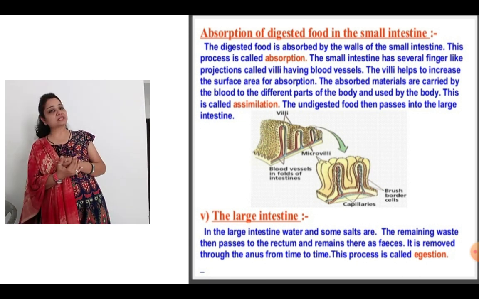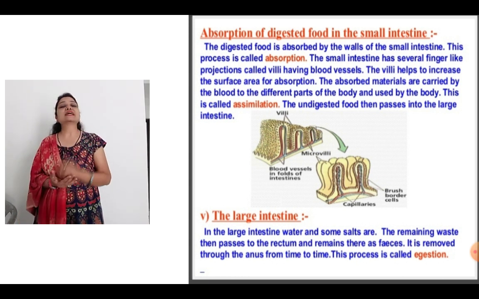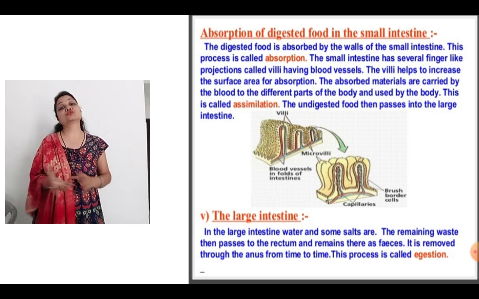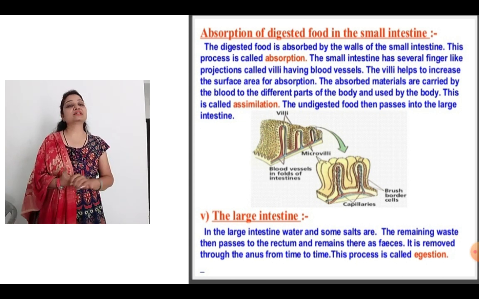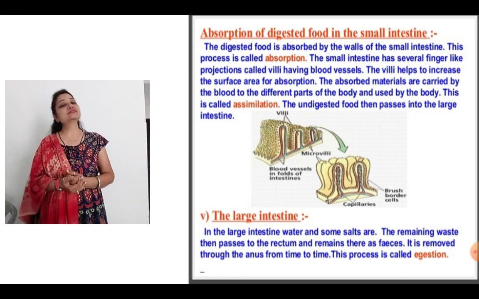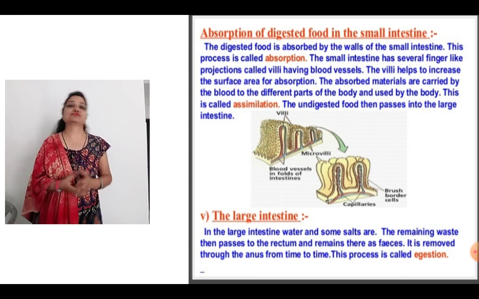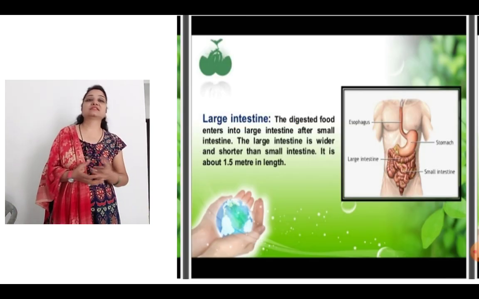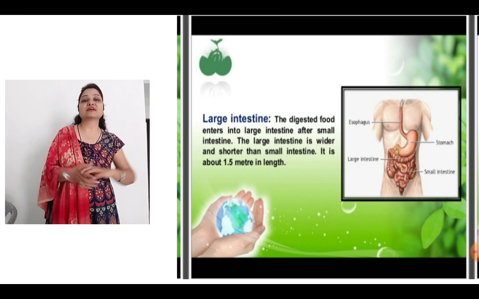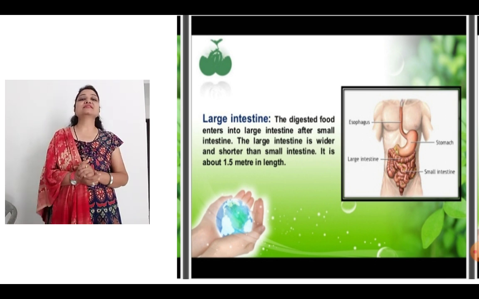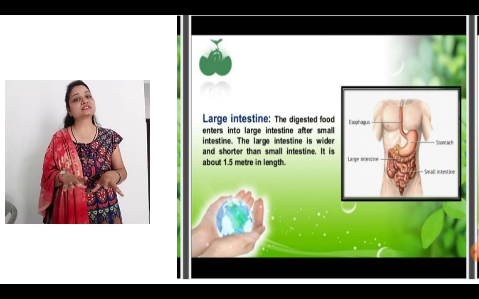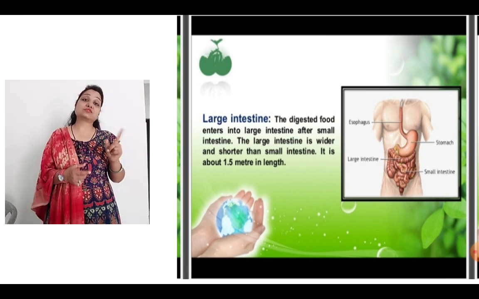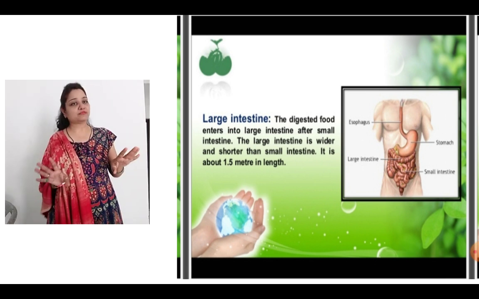Now the last part, that is the large intestine. In the large intestine, water and some salts are absorbed, and the remaining waste passes to the rectum, where it remains as feces and is removed through the anus from time to time. The food enters the large intestine after the small intestine, and it is wider and shorter than the small intestine. It is about 1.5 meters in length, compared to the small intestine's 7 meters.